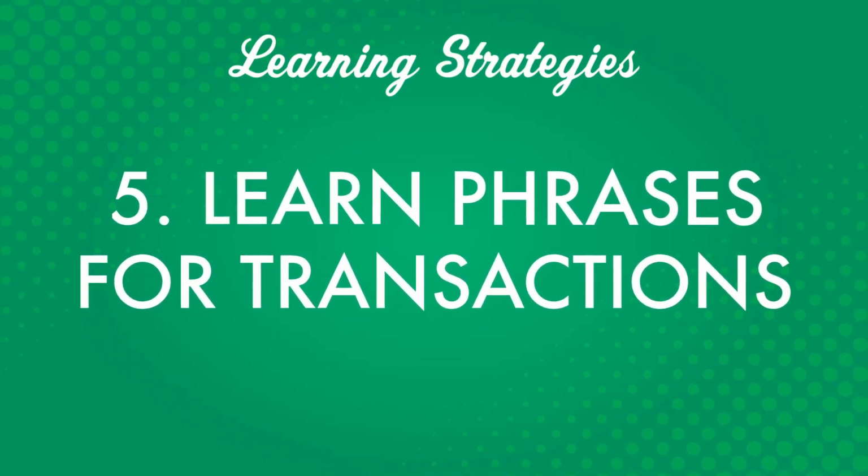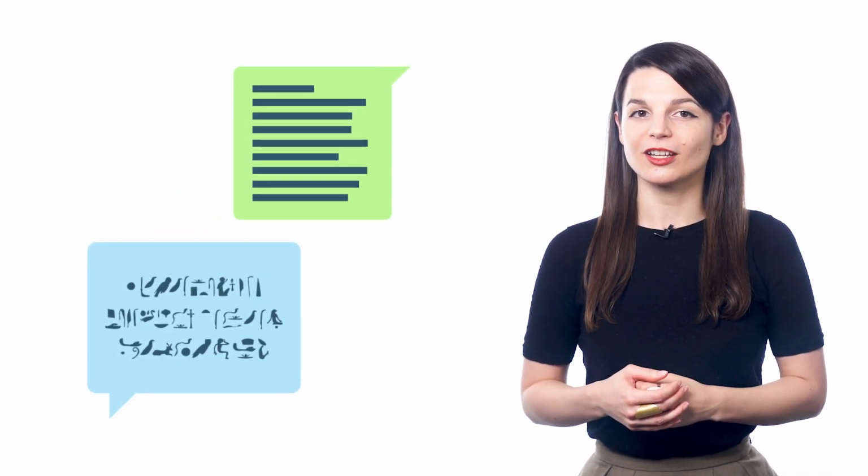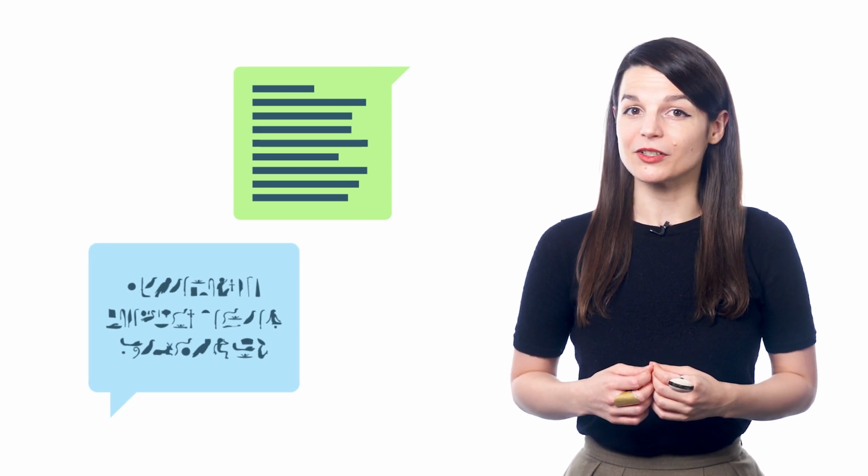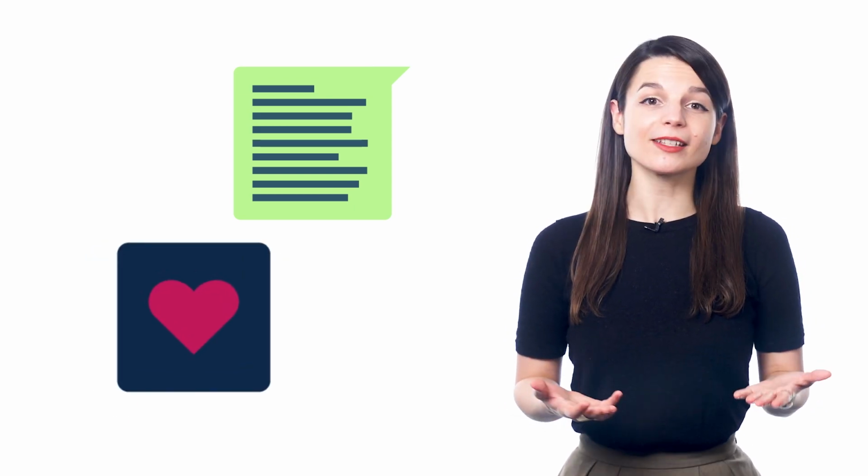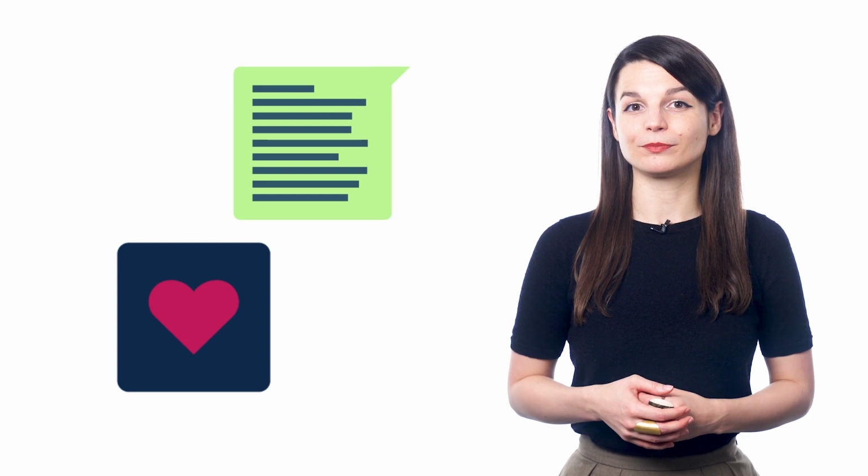Number 5. Learn phrases for transactions. This can include getting a room at a hotel, or telling a taxi driver where to go. When you're traveling overseas, you'll need to talk to other people in your target language. And while this might be a bit scary at first, you'll find that the people you meet are just happy that you're trying to communicate with them. So get started talking in your target language now.